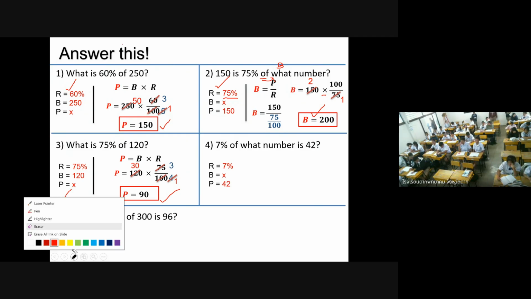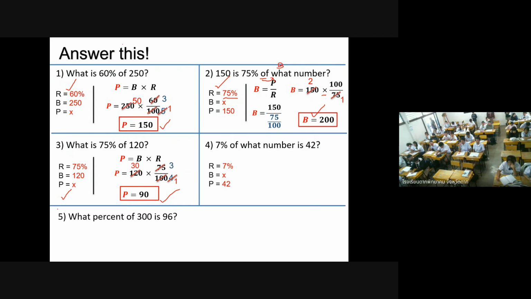Now, in finding the base, B equals P over R. So, same thing, we're going to substitute. 7% is equal to 7 over 100, right? And again, just like the last time, division will proceed to multiplication and then get the reciprocal of the given fraction. So the reciprocal of 7 over 100 is 100 over 7.